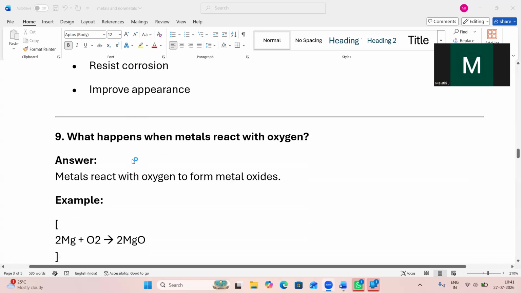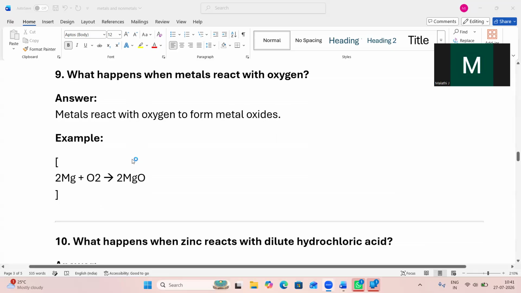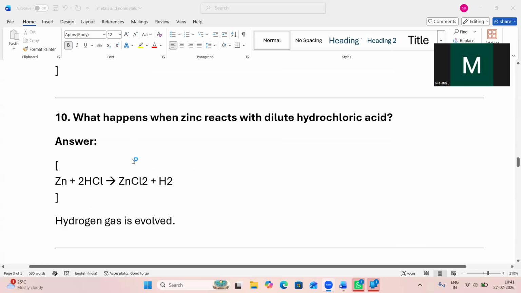What happens when metal reacts with oxygen? When metals react with oxygen, you will get a metal oxide. One example you can write: magnesium reacts with oxygen, you will get MgO.